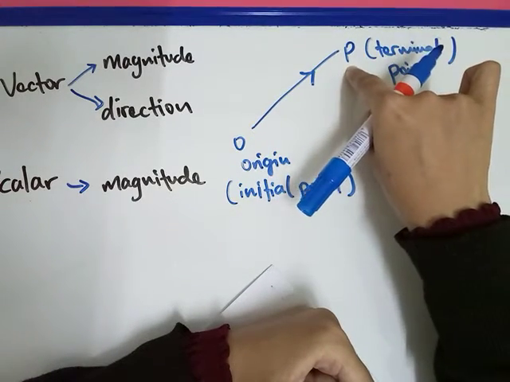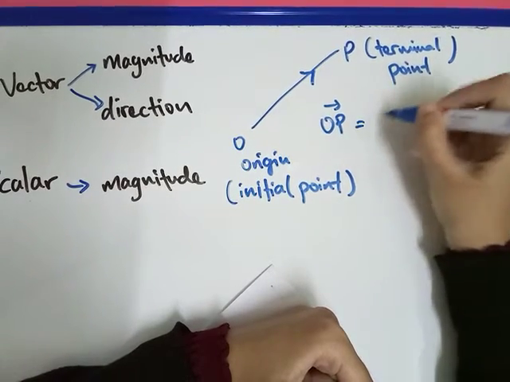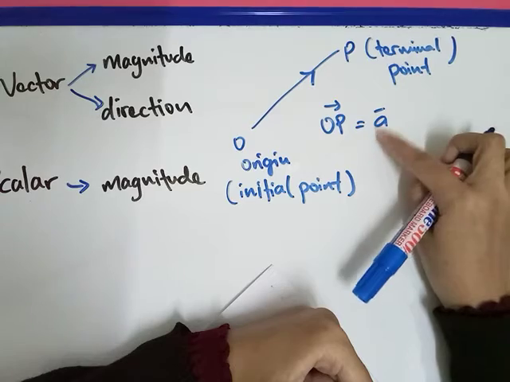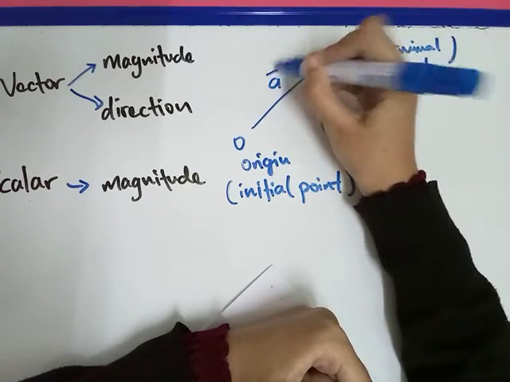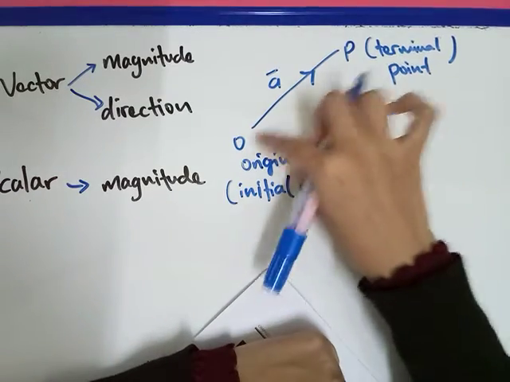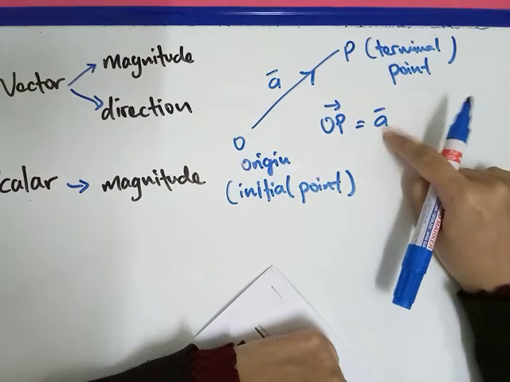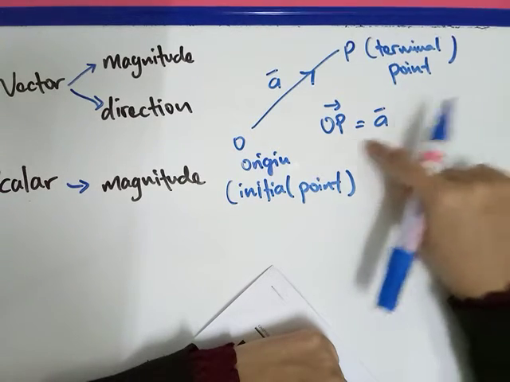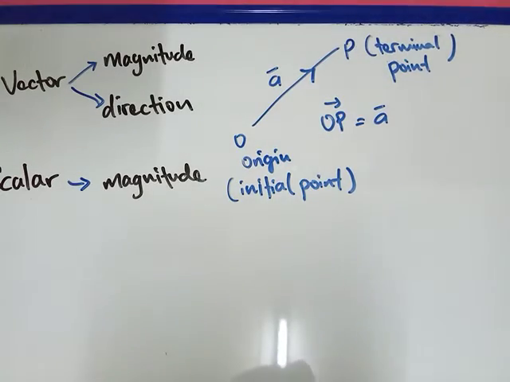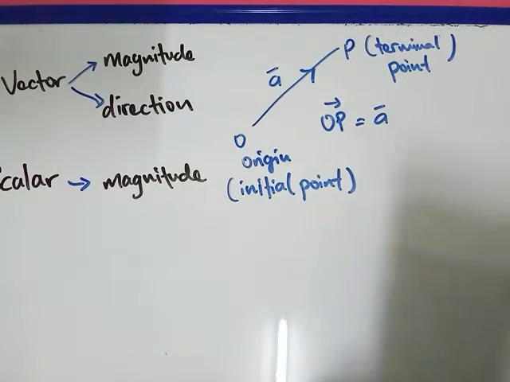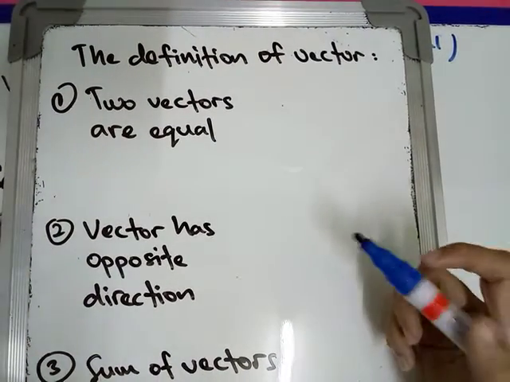Vector OP is equal to vector A. It is known as vector A also. Where is the vector A? Here, let's say. You can call it vector OP or vector A. We use a small letter for vector A. Alright, it is the same vector. So for vector, I want to explain about the definition of vector. Okay, can you see?